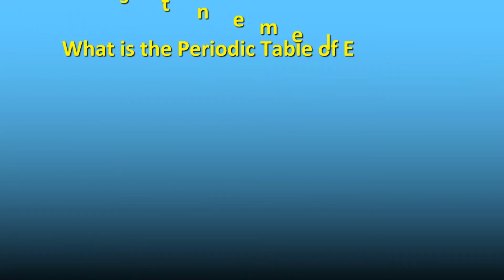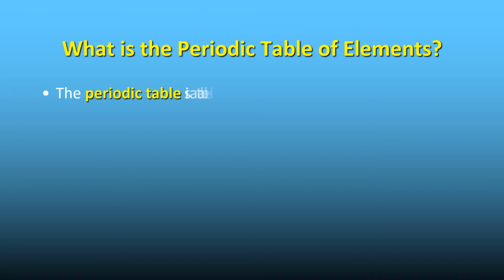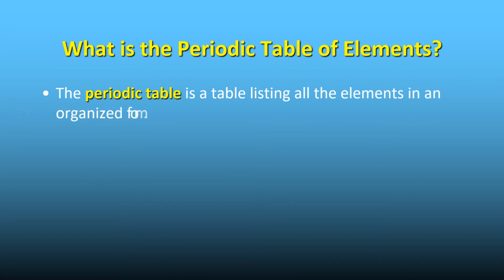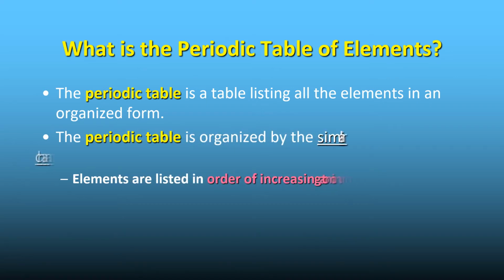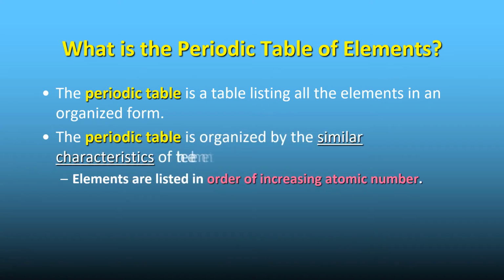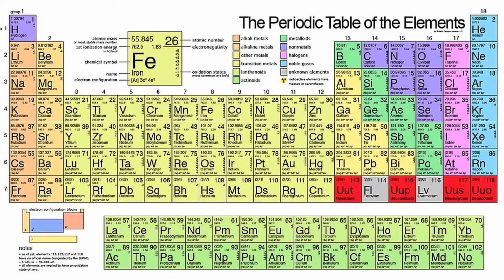What is the periodic table of elements? The periodic table is a table listing all the elements in an organized form. The periodic table is organized by the similar characteristics of the elements. Elements are listed in order of increasing atomic number. This slide shows the periodic table of the elements.